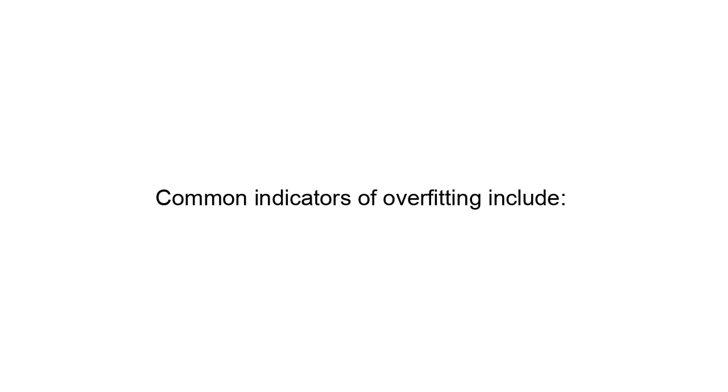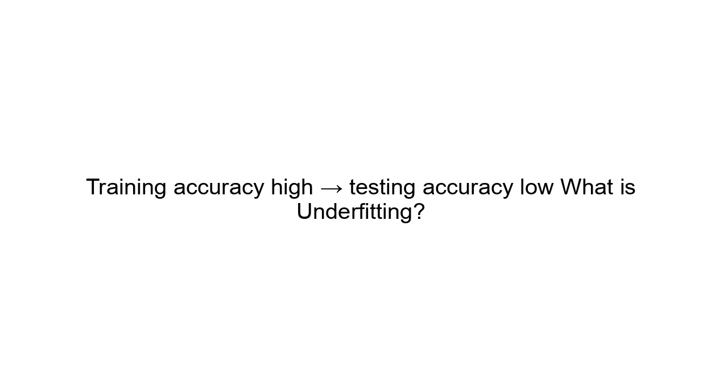Signs of overfitting. Common indicators of overfitting include very high training accuracy, poor testing accuracy, complex models with too many parameters, and the model memorizing noise in the dataset. Example concept: training accuracy high means testing accuracy low.